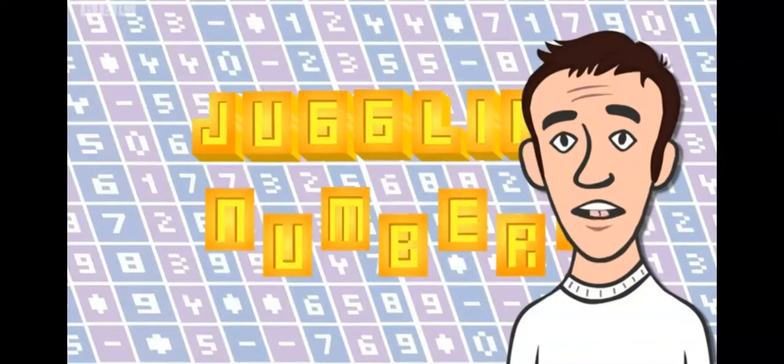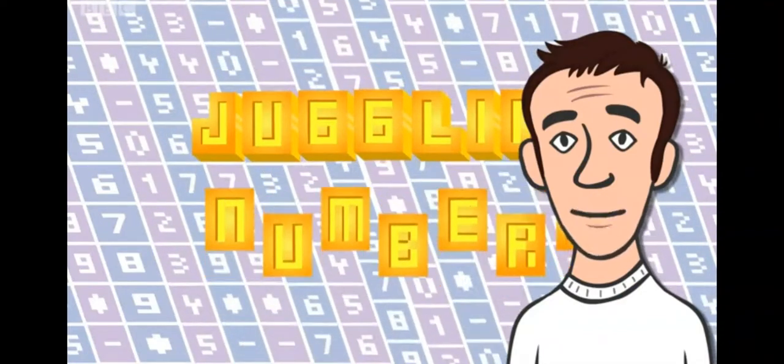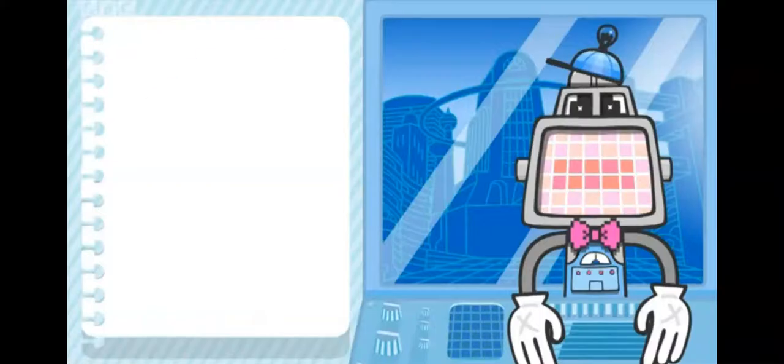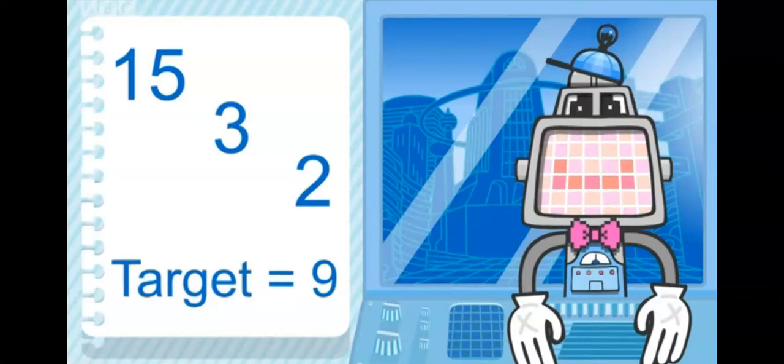So a real chance to improve your score now as you get 10 points for each correct answer in this round. Okay, here's how it works. Matrix, start juggling numbers. 15, 3, and 2. Which you have to juggle around using any of the 4 mathematical operations: addition, subtraction, multiplication, or division, to try to get the target number, which in this case is 9.